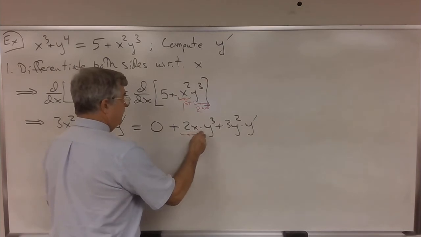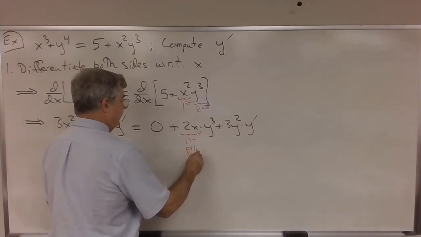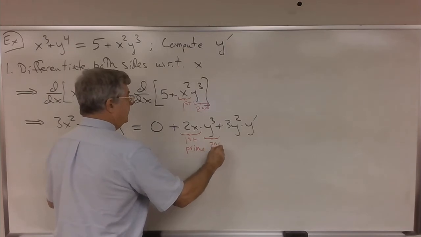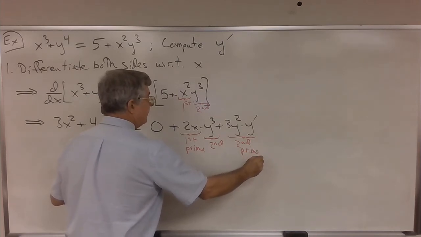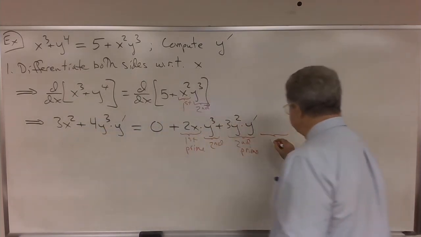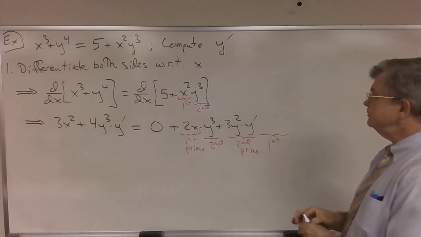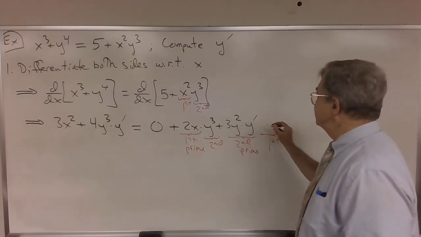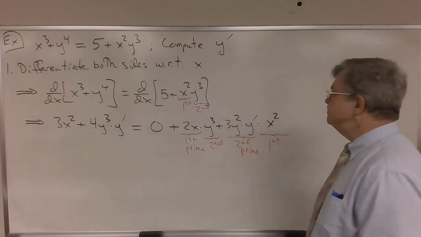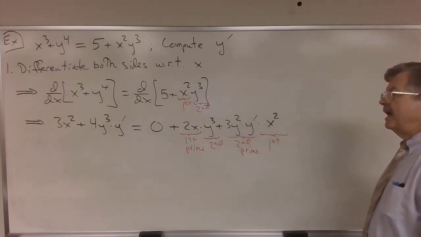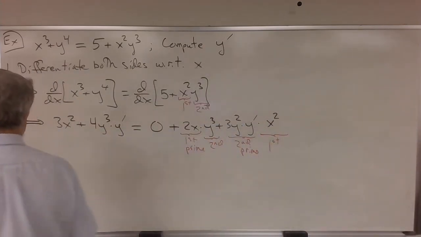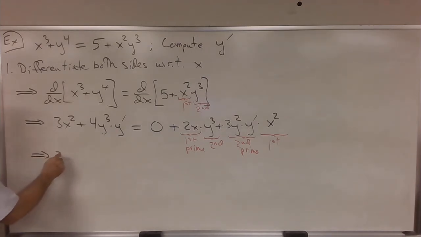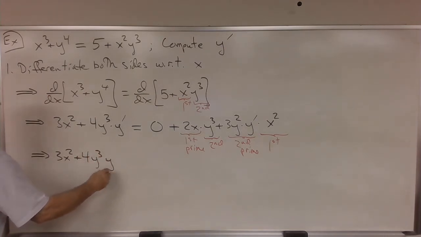So let's see, I got first prime times second plus second prime times the first. So that's times x squared. And before I do anything else, let me just simplify this. 3x squared plus 4y cubed y prime.